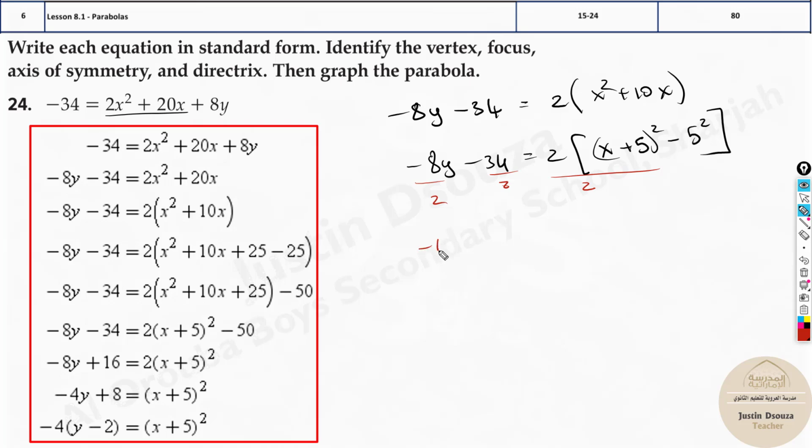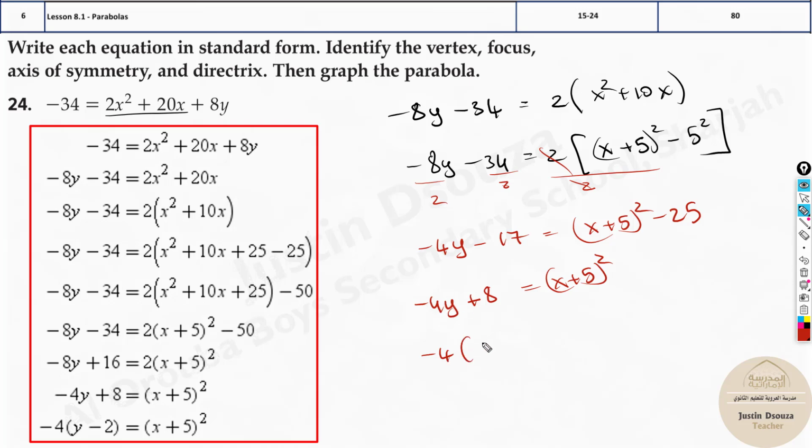2, 2, 2. So it's going to be minus 4y minus 17 is equal to, this cancels, x plus 5 the whole square minus 25. And now take this 25 to the other side, it becomes plus, and you will have 5, 6, 7, 8. So it'll be minus 4y plus 8 is equal to x plus 5 the whole square. This side must be in square. Now you can take minus 4 common out. It will be minus 4 outside because this must be positive y only. Minus 2 is equal to x plus 5 the whole square.